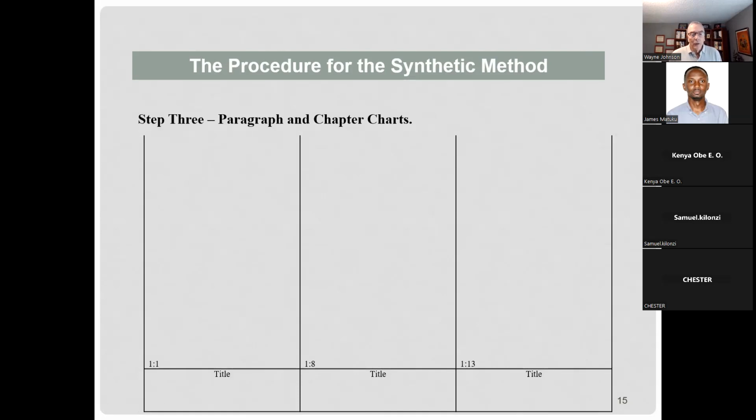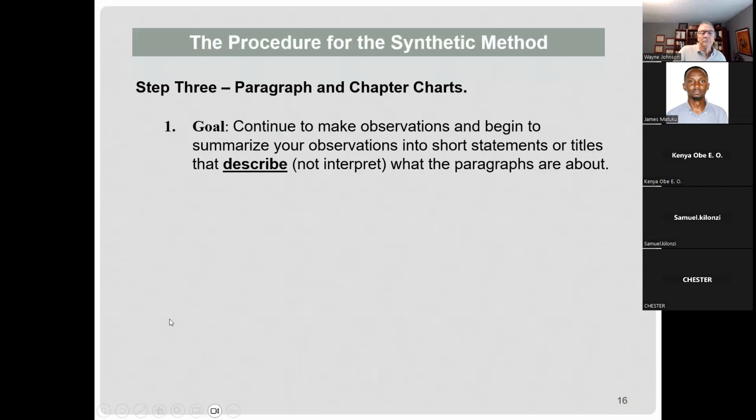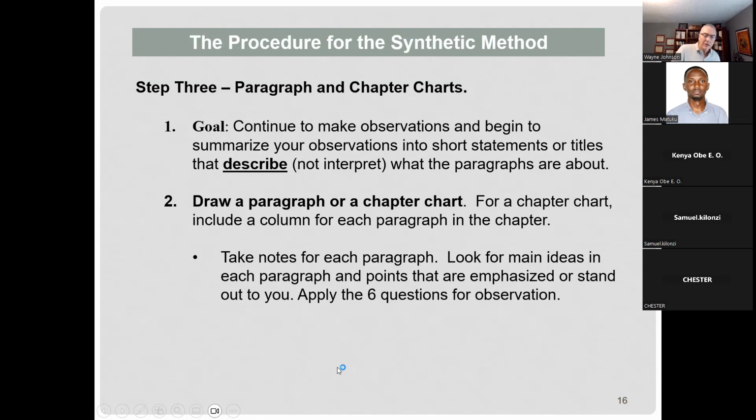Have a lower horizontal row, which will be the title that you give to that paragraph. And just for easy reference, I like to be sure to include the verse that begins that paragraph, so that I know that the first one is from verses 1 to 7, the second one is from 8 to 12, and the last one is 13 until the end of the chapter. So just do something simple like that. The goal is, again, to make observations. We've already done that.